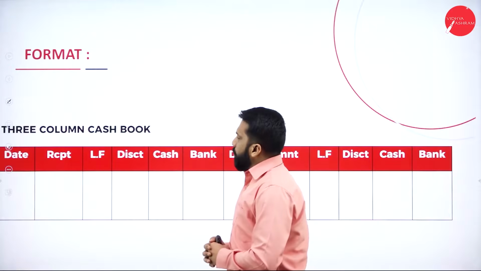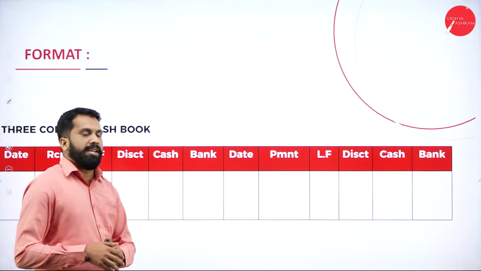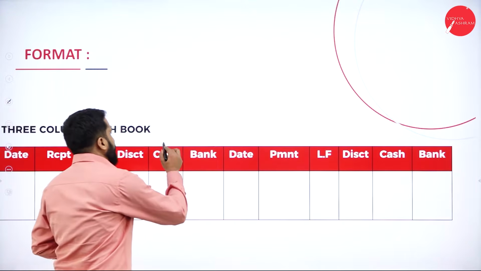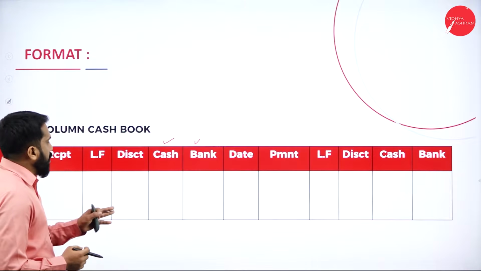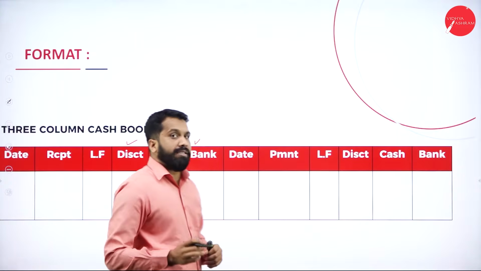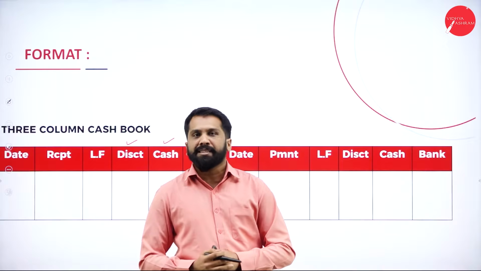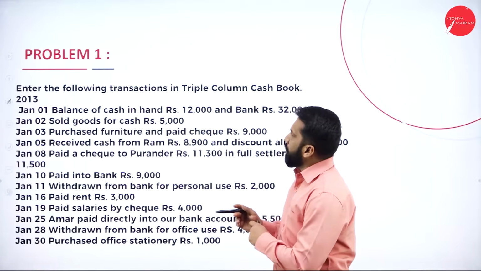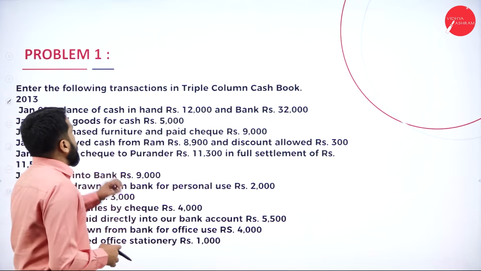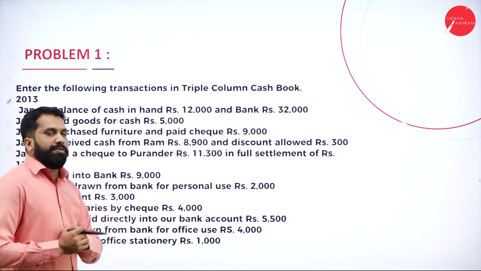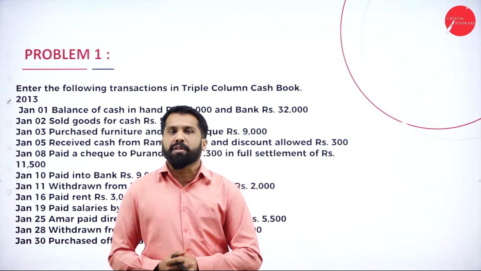Now, what is the difference between your 2-column and 3-column? See, in your 2-column, you have seen cash column and bank column. But in your 3-column cash book, along with these two, we will get your discount column also. Discount, cash as well as bank. Now, your problem number 1. Enter the following transactions in triple column cash book. In the question paper, they may mention triple column, 3-column or 2-column.